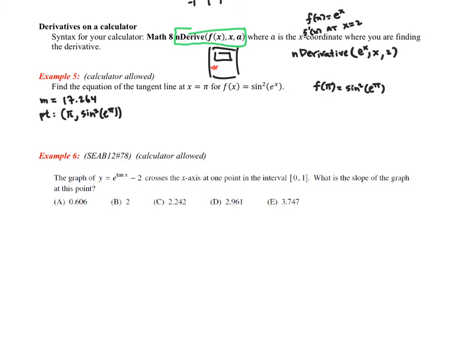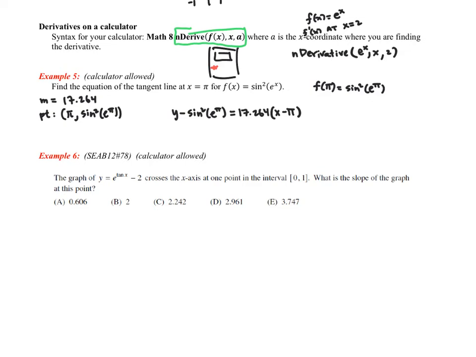Okay, so I'm going to write the equation of the tangent line, which would be y minus sine squared e to the pi, which I suppose could be written in decimal form. I'm leaving it like that. Slope 17.264 times x minus pi. There is the equation of the tangent line at x equals pi for f of x.